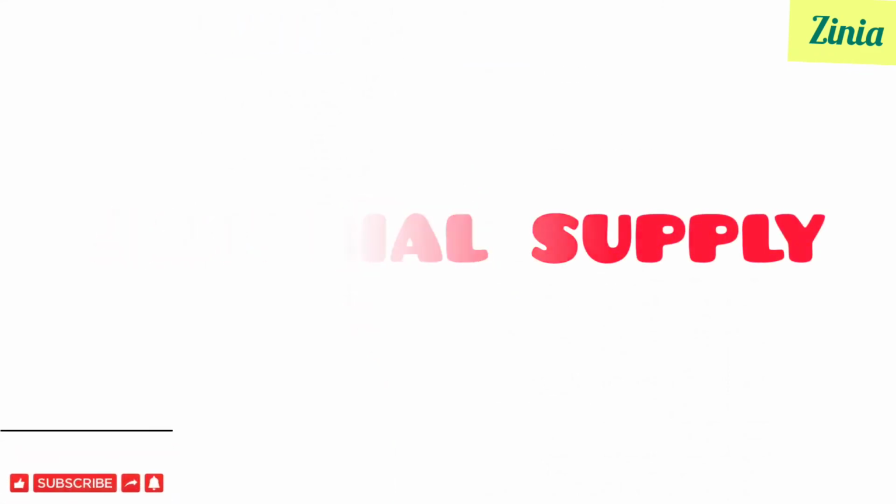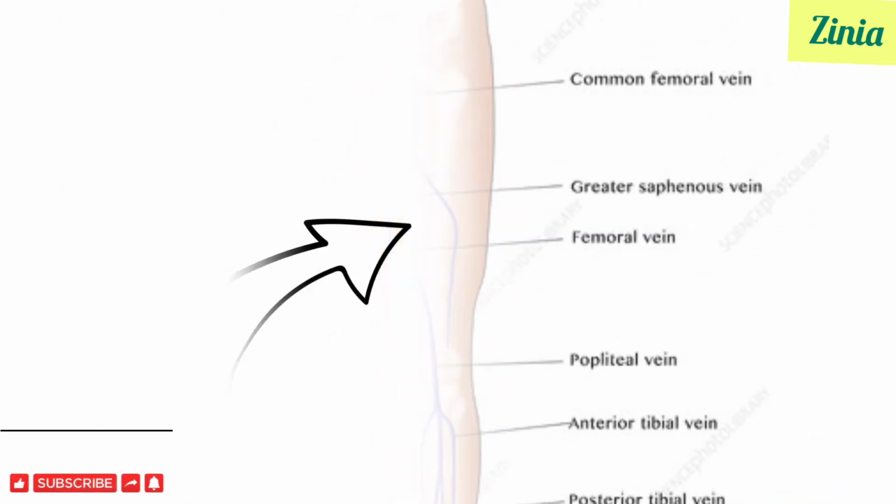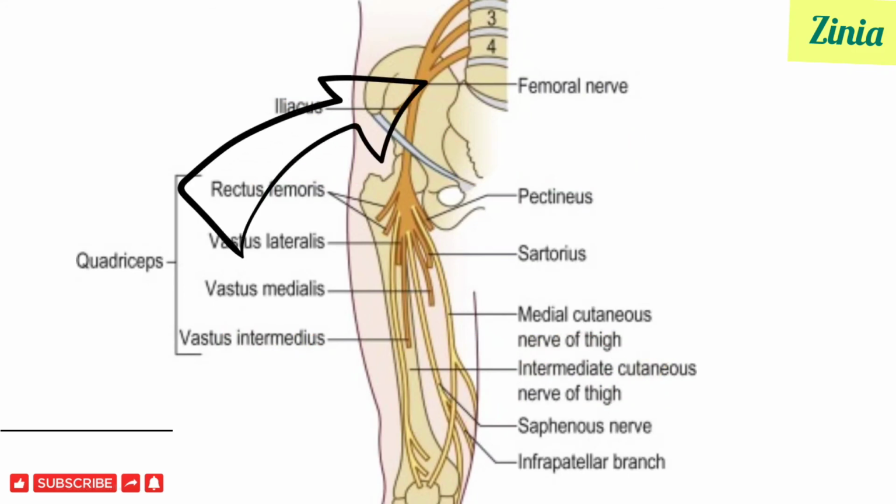Arterial supply: femoral artery. Venous drainage: femoral vein. Nerve supply: femoral nerve. Here is the end of today's topic.